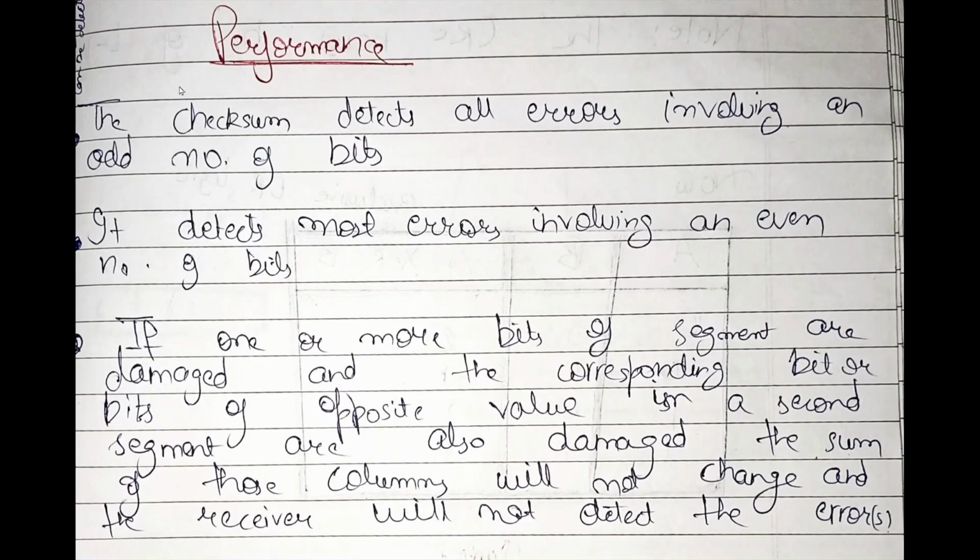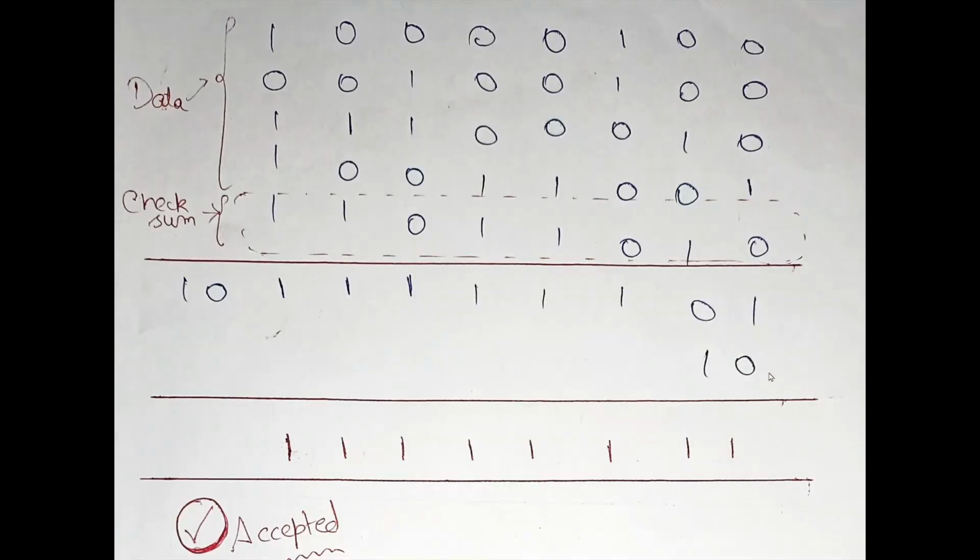performance of checksum. The checksum detects all errors involving an odd number of bits. It detects most errors involving an even number of bits. If one or more bits of a segment are damaged and the corresponding bit or bits of opposite value in a second segment are also damaged, then the sum of those columns will not change and the receiver will not detect the error. Now, what do these 3 points mean?